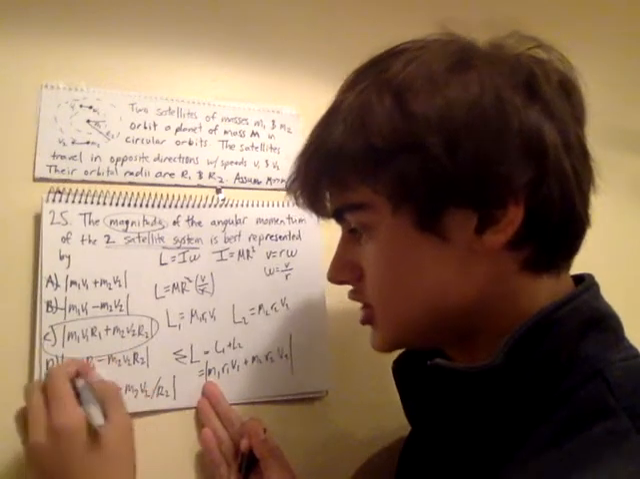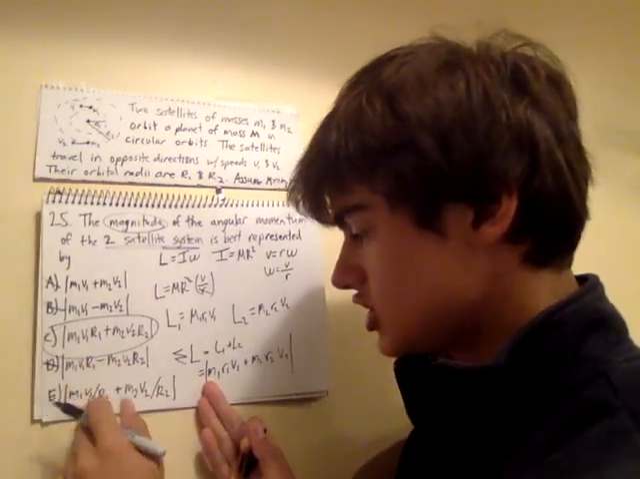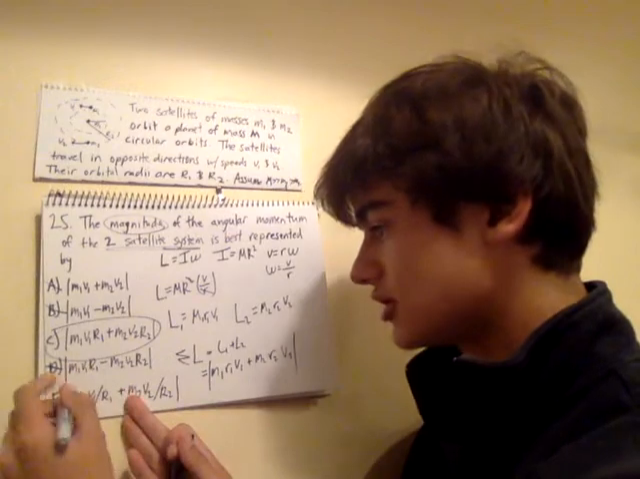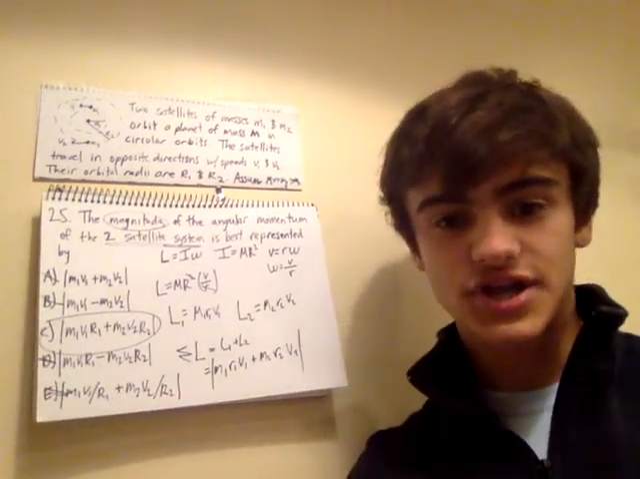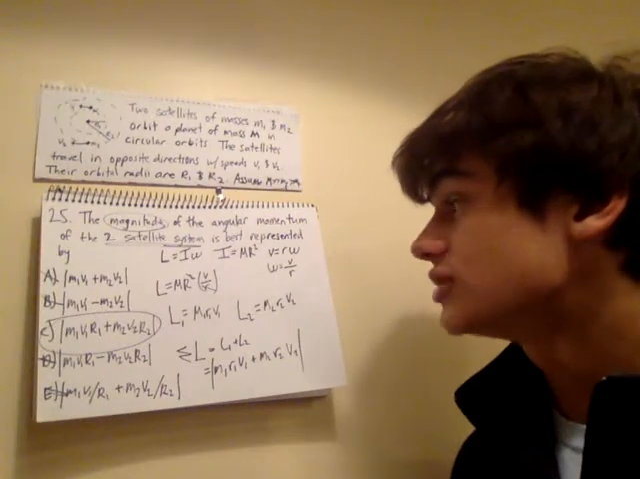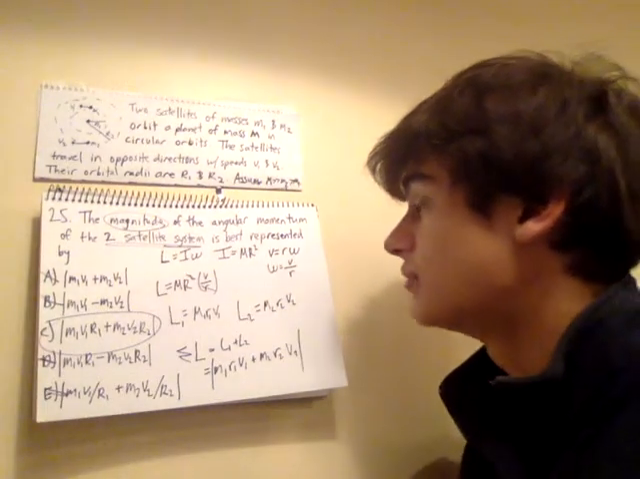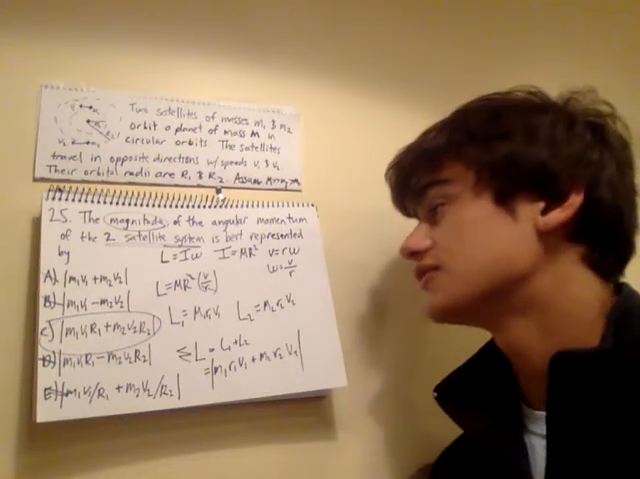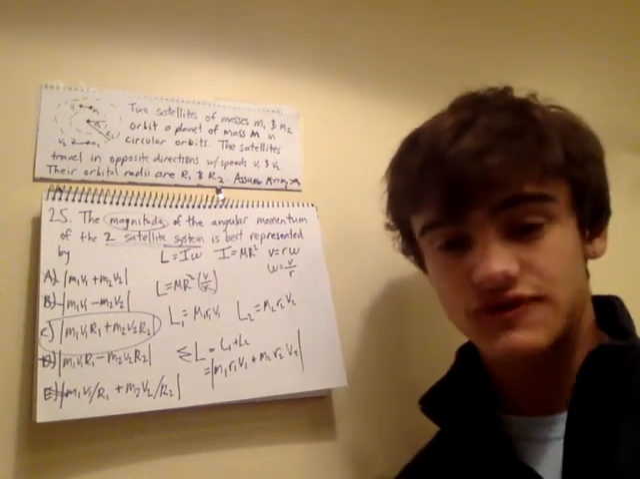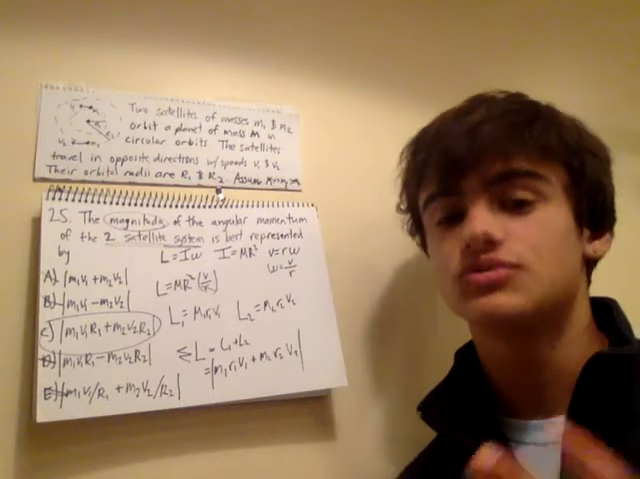D, this should be addition instead of subtraction. Here, I don't know why they're dividing by r instead of multiplying by it. But that is our answer, using angular momentum with the equation for moment of inertia, and the equation for velocity in terms of r and angular velocity, which is omega.